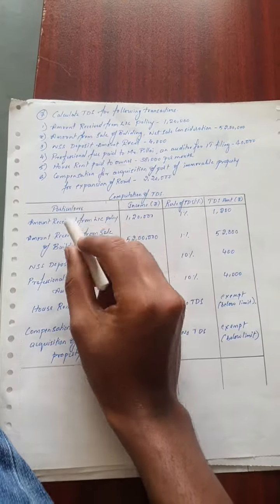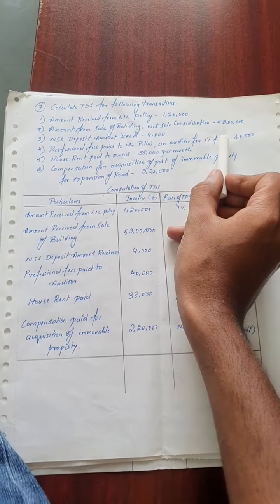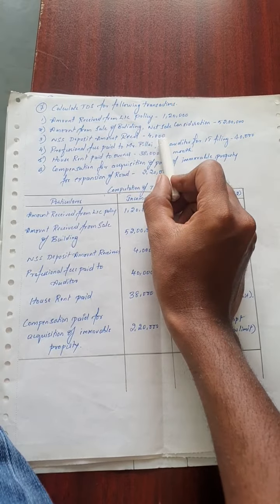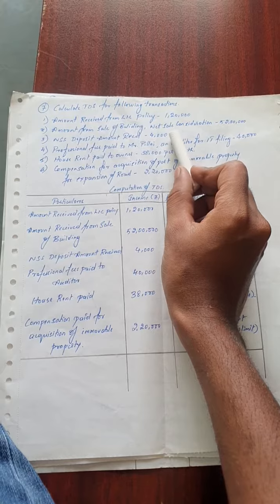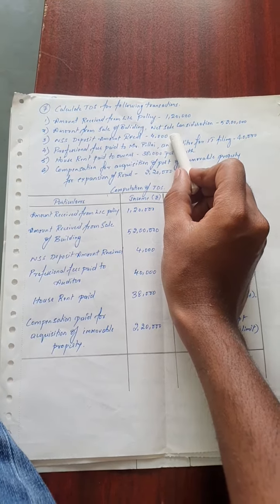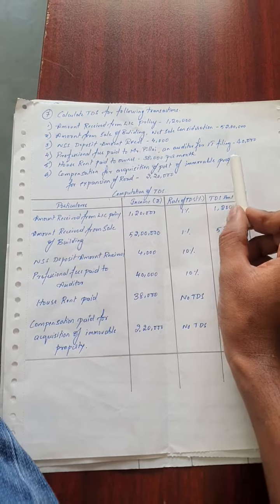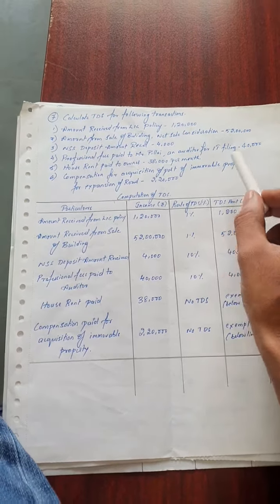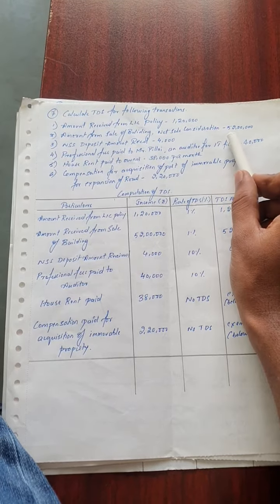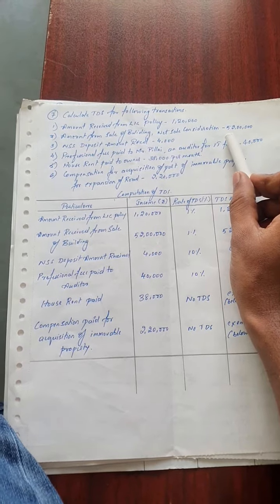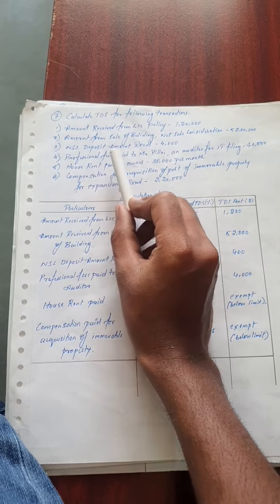Then again, amount from sale of building, net sale consideration, it is 52 lakh rupees. So whenever there is a sale of immovable property, whether it is a building or land or any other type of immovable property except agricultural land, 1% TDS is applicable. In case if the PAN number is not furnished, then 20% TDS will be applicable on the same. Now since the net sale consideration is more than 50 lakh rupees, 1% TDS is applicable on sale of building.